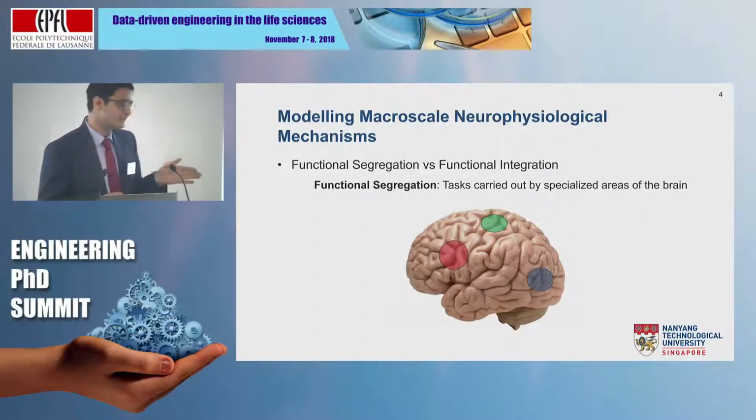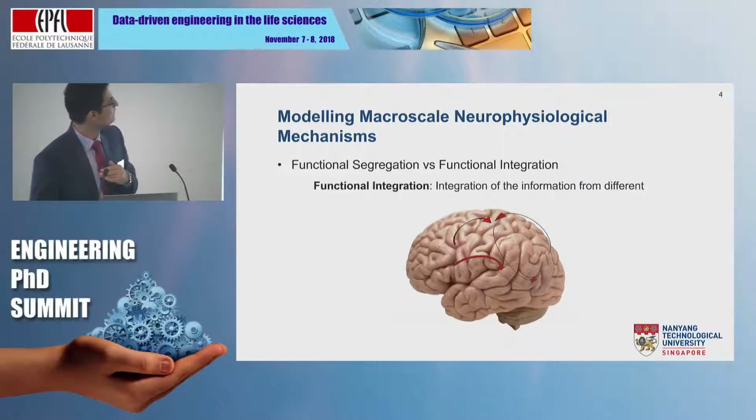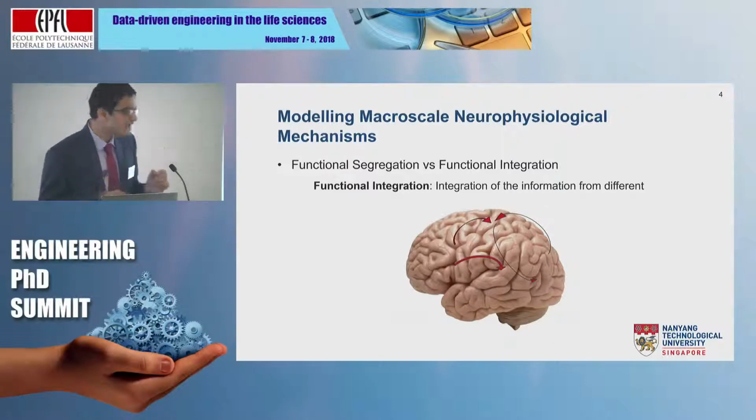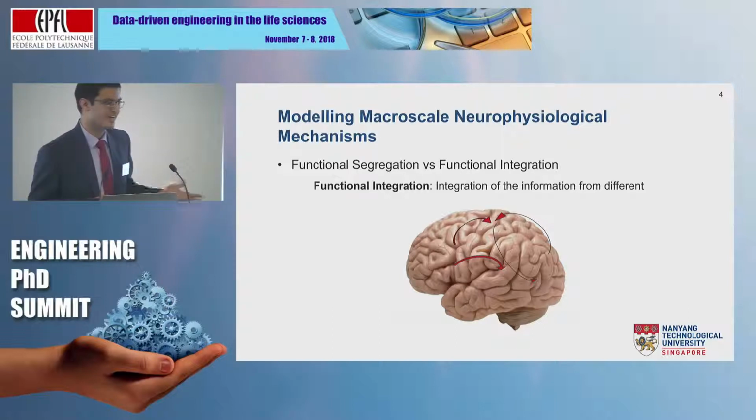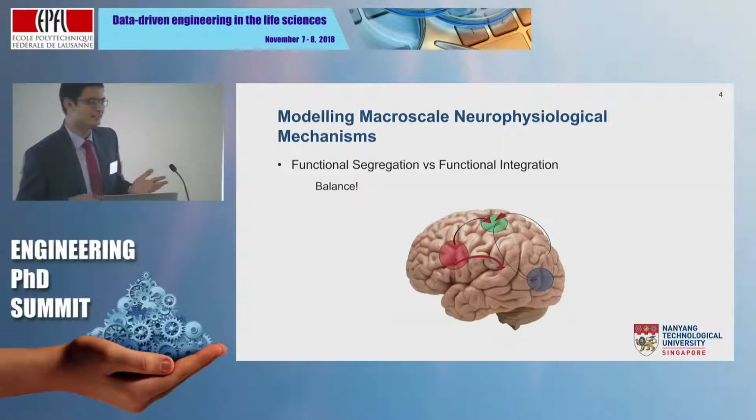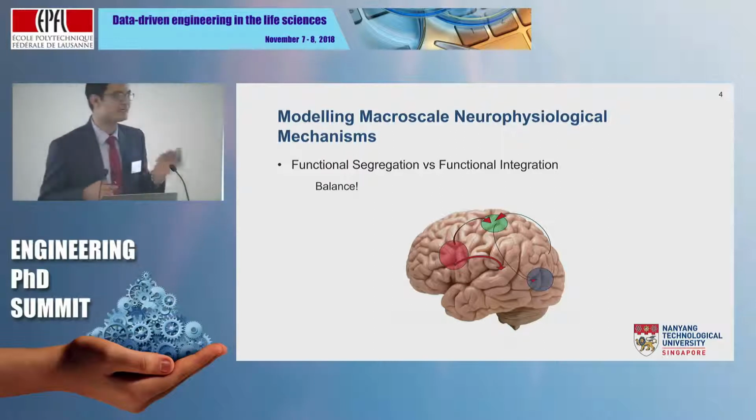And at the other end of the spectrum, you have functional integration. And this talks about the brain as working with the help of integration of information from different parts which are in it. Well, what happens in reality? There is a balance between these two concepts, right? Because that is how the brain achieves the maximum efficiency.